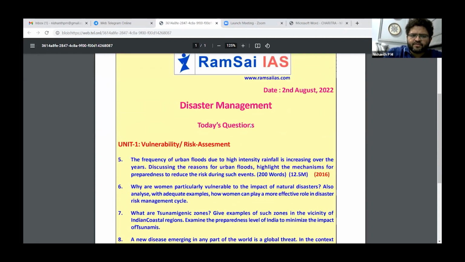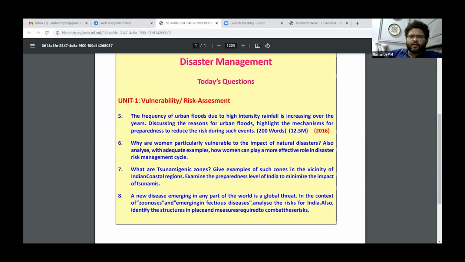See the first question. The frequency of urban floods due to high intensity rainfall is increasing over the years. Discuss the reasons for urban floods. Highlight the mechanisms for preparedness to reduce the risk during such events. So, very pertinent question, which is an ongoing issue. Just see it and give the framework. Take 5 minutes and answer it.